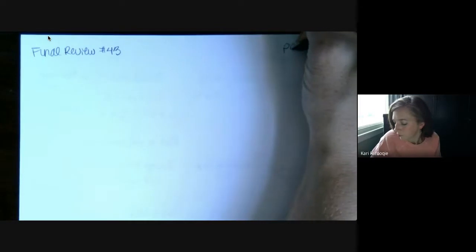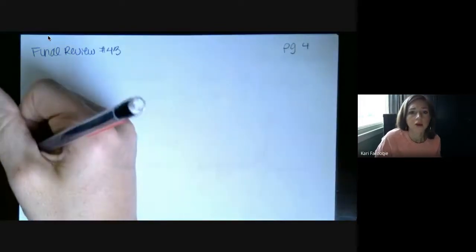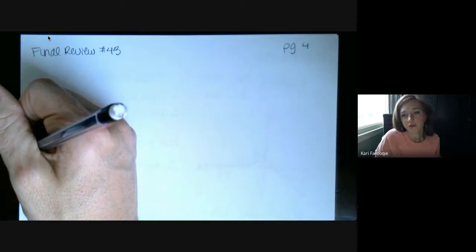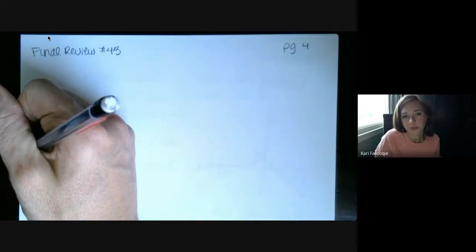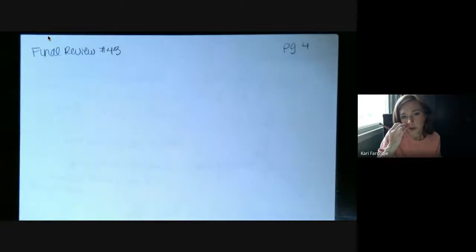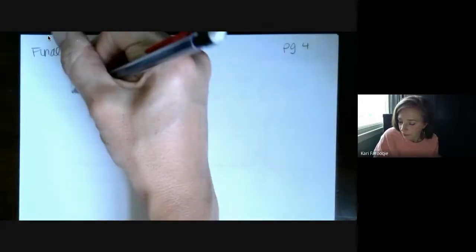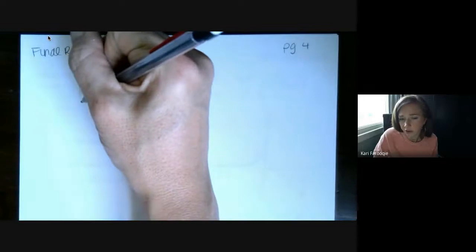Okay, so number 43. A rectangular storage container with an open top is said to have a volume of 10 meters cubed. The length of its base is twice the width. Let's see, so a rectangular storage container.